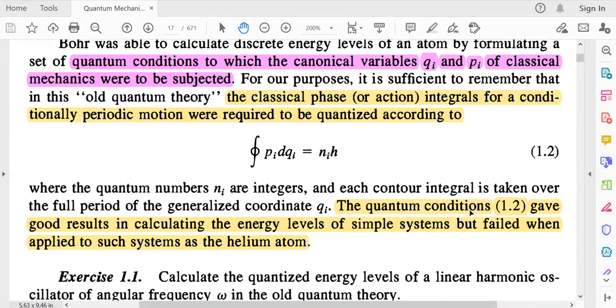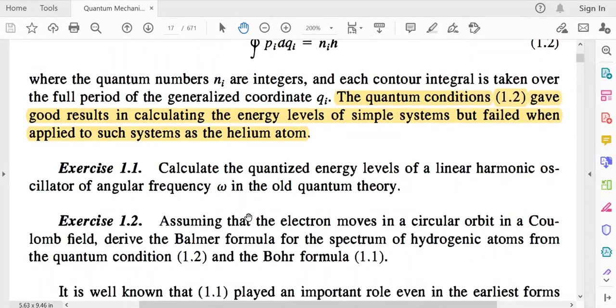The quantum condition gave good results in calculating the energy levels of simple systems, but failed when applied to such systems as the helium atom. But in spite of the failure, this relation is important. I have already discussed the importance. The importance is that this relation is the linkage between classical mechanics and quantum mechanics.